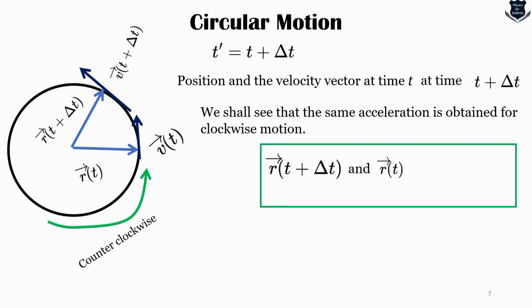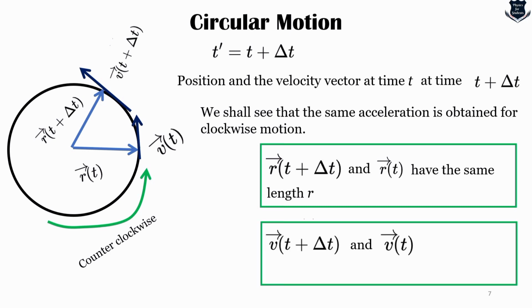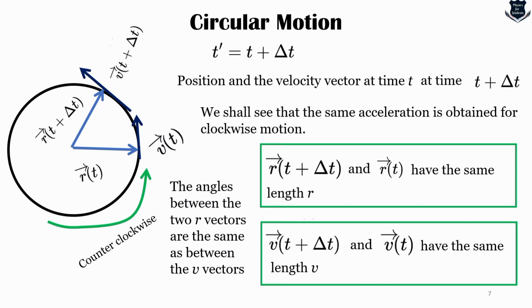Note that r at T plus delta T and r at T have the same length r, and that v at T plus delta T and v at T also have the same length v, since the speed is assumed to be constant. Furthermore, the angle between the two r vectors is the same as the angle between the two v vectors. Why is this important? Because at each instant v is perpendicular to r, the v vectors and the r vectors are perpendicular to each other.